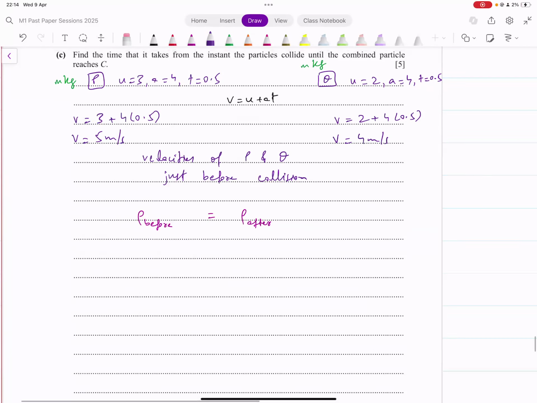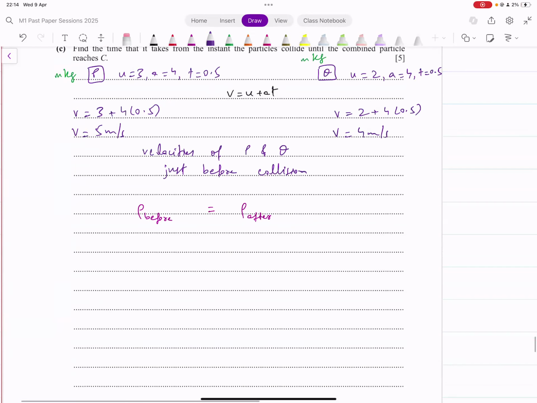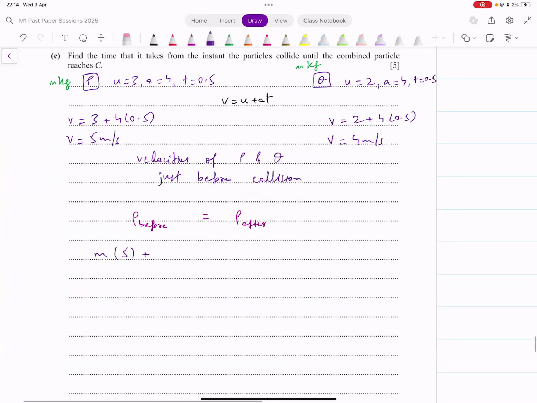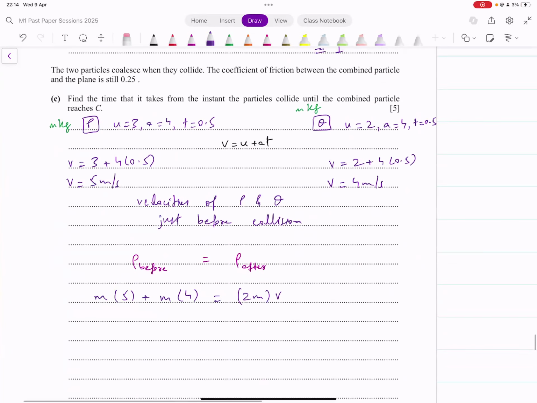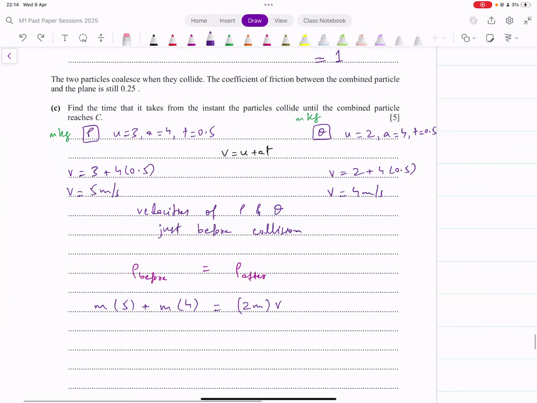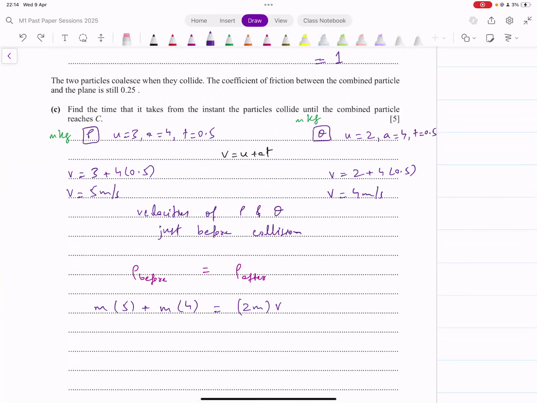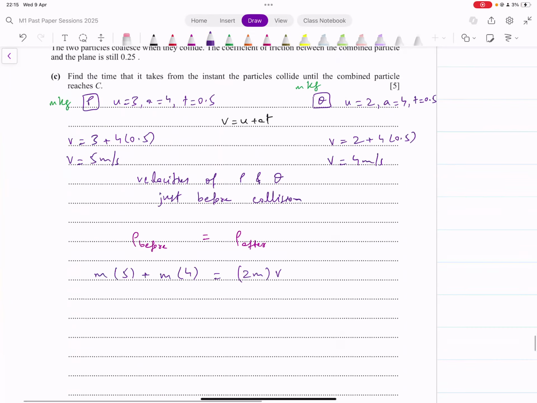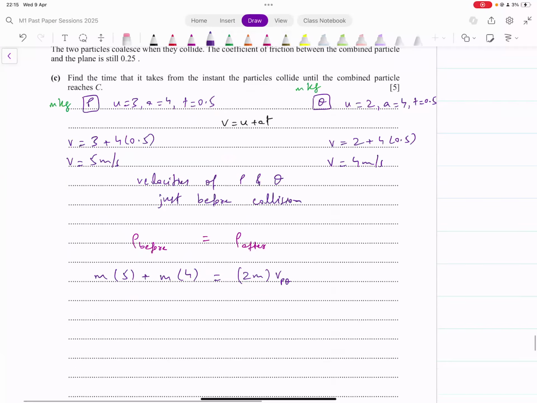Momentum before collision is equal to momentum after collision. Momentum before collision: mass of P, that's m, into velocity of P, that's 5, plus mass of Q, that's m, into velocity of Q, that's 4. That equals the total mass, which is 2 times m, into the velocity of that coalesced particle. Let's call the coalesced particle PQ.